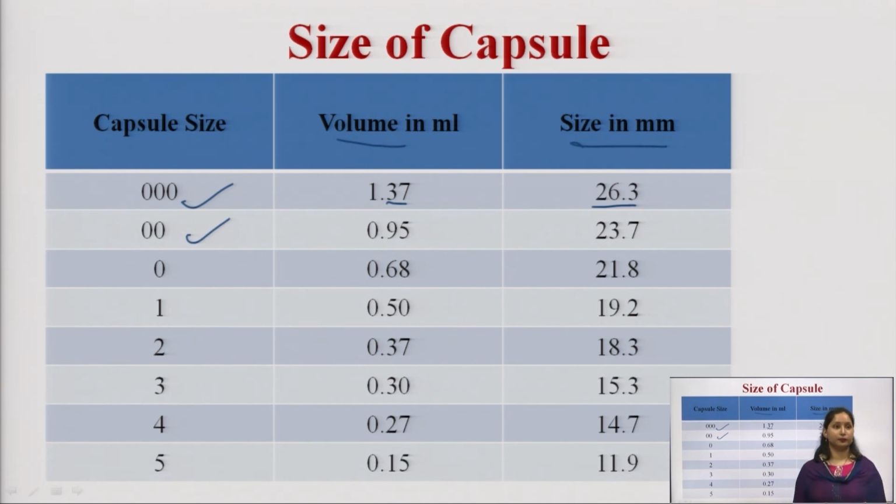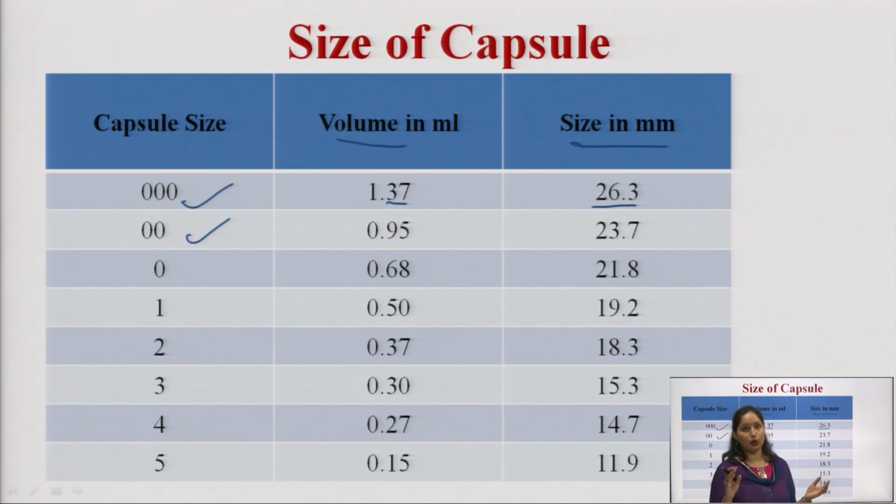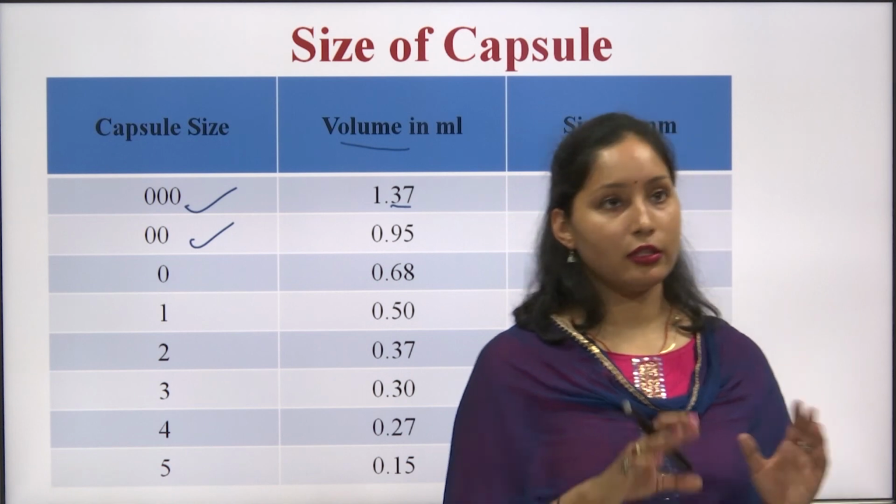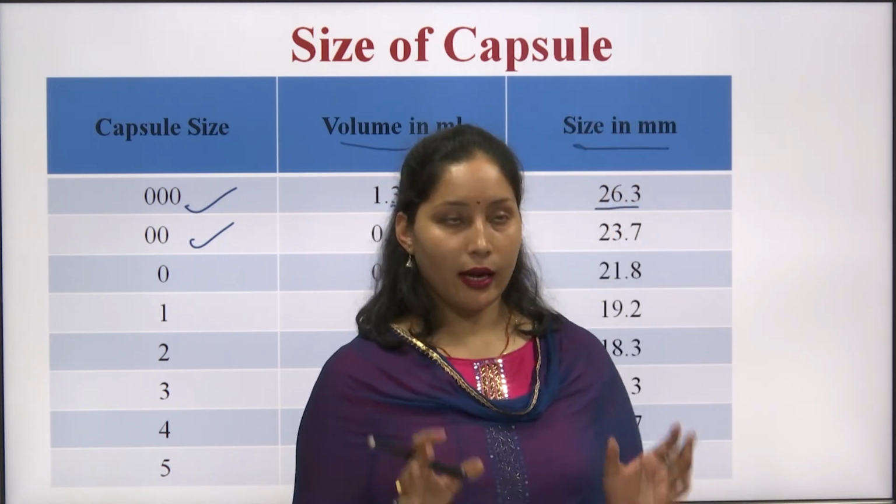For the size 5 capsule, 0.15 ml and the size is 11.9 mm. So, this is how we choose the different sizes of capsule. Depending upon their size, we choose the capsule for the manufacturing of the desired dosage form, for the filling of the desired drug into the capsule body. So, this is all about the various sizes of the capsule.